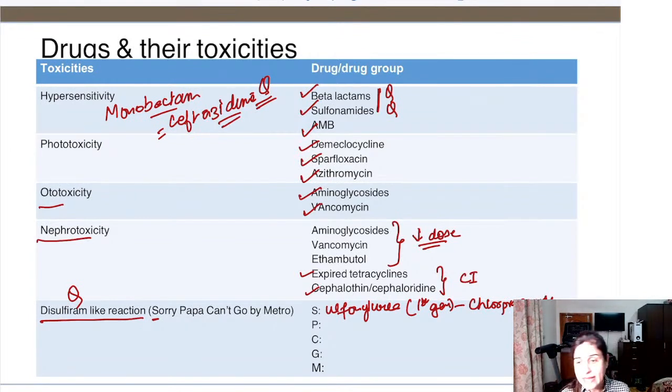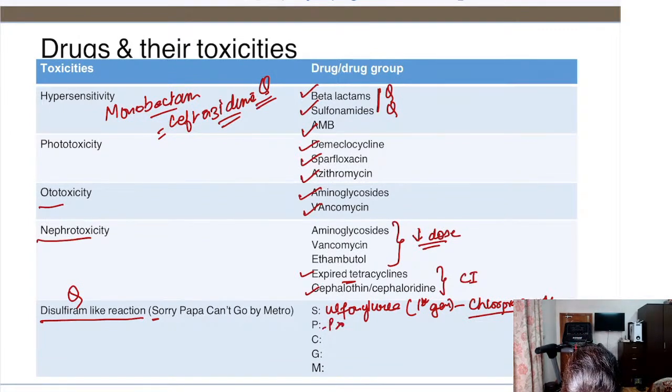Doxycycline, yes, doxycycline is safe. Only doxycycline, okay? It is safe in renal failure. Apart from tetracycline, expired, expired you should not use. Expired should not be used, but otherwise doxycycline is safer in renal failure. Chlorpropamide, okay? Sulfonylureas first generation, not the second one, the first generation, and we don't use chlorpropamide anymore.